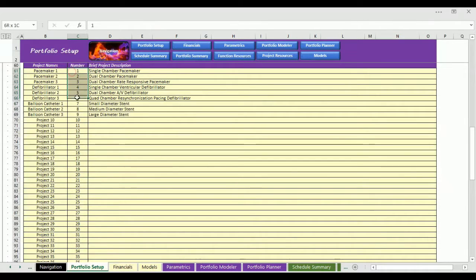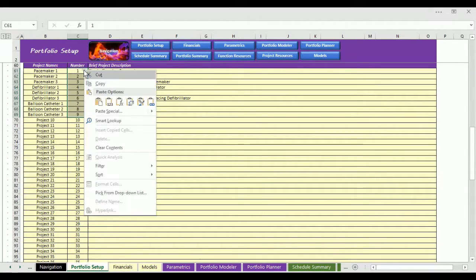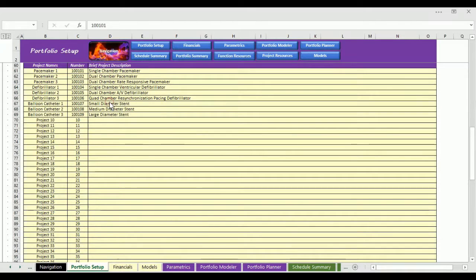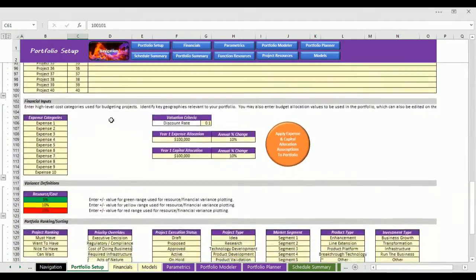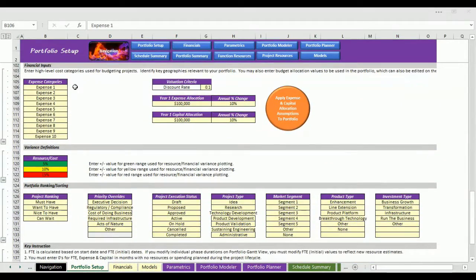Project numbers most often come from the financial system. Here we'll input just a generic set of numbers to illustrate. From here, we'll move on to financial inputs. Input expense categories that your business uses to track project expenses.